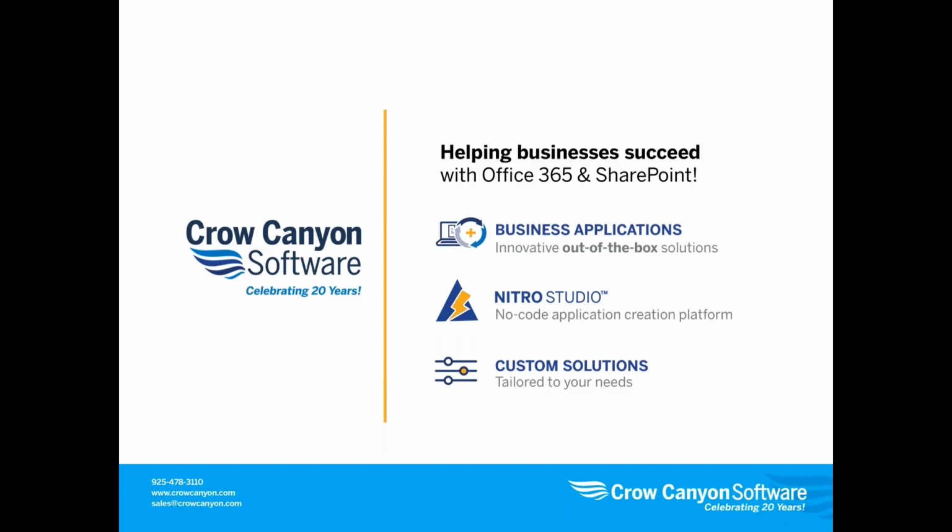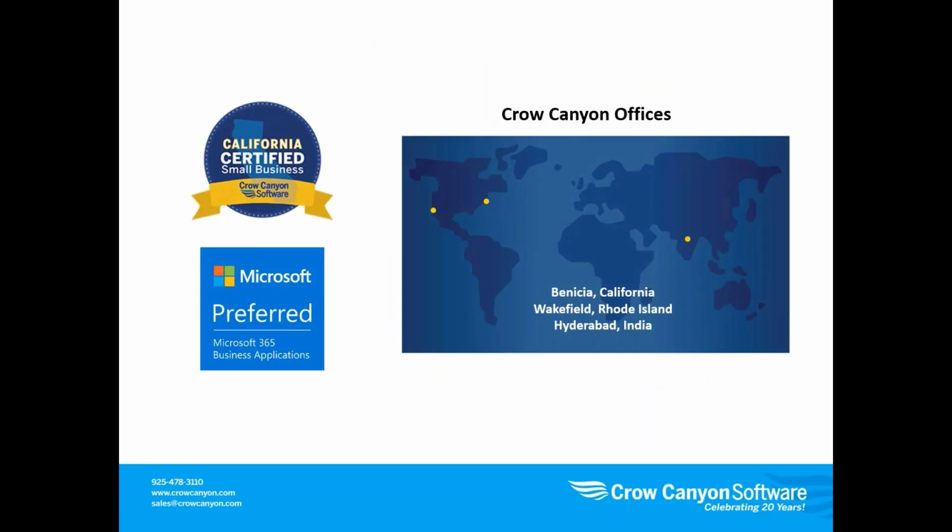We also do custom solutions for people because it's no one size fits all, so it's quite common that we're tailoring either one of our existing applications or developing applications using NITRO Studio for customers. We have offices in California, Rhode Island, and Hyderabad, India. That gives us worldwide coverage for support and dealing with our customers. Most of our customers are in North America and Europe. We do have customers in South Africa, Dubai, India, Singapore, Australia, and Japan. So it's a pretty widespread global reach, and basically anybody using SharePoint and Office 365 can use our software.